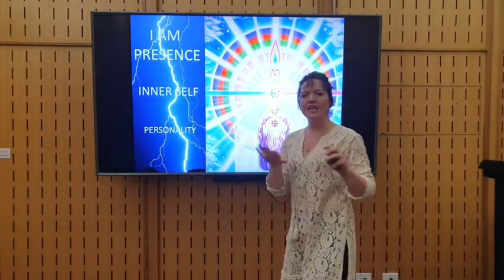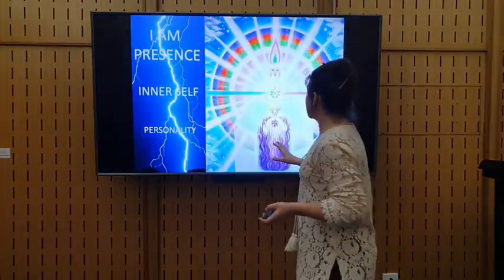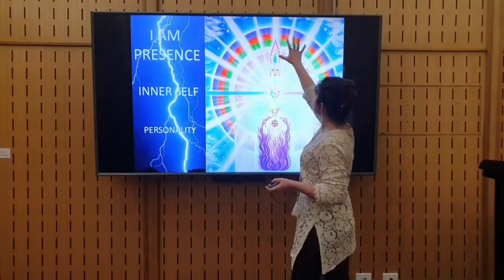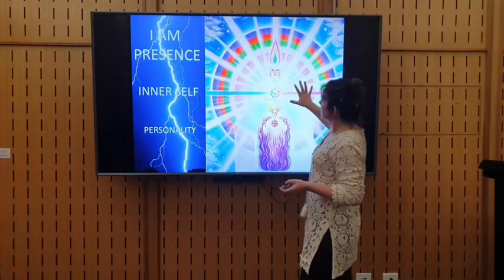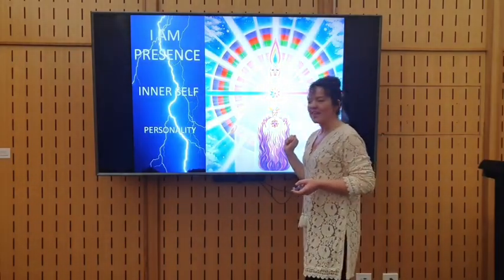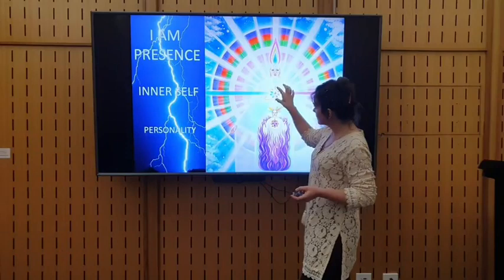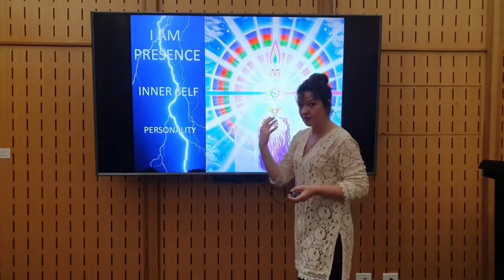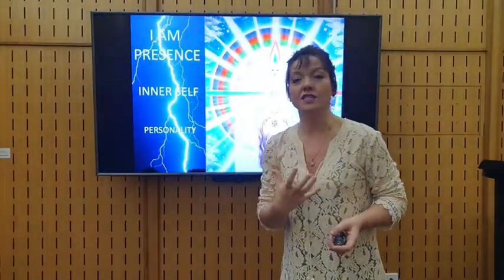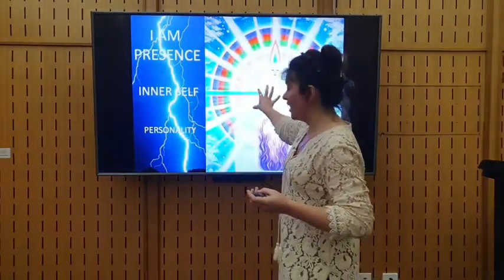Okay, but we never talked about the causal consciousness, which is these seven concentric spheres of consciousness. And its surrounding is the garment of the inner self. Your inner self is surrounded by this causal consciousness. All of our knowledge is there.